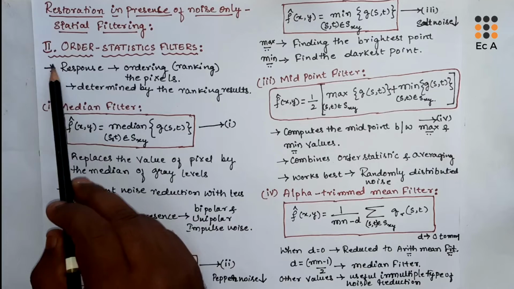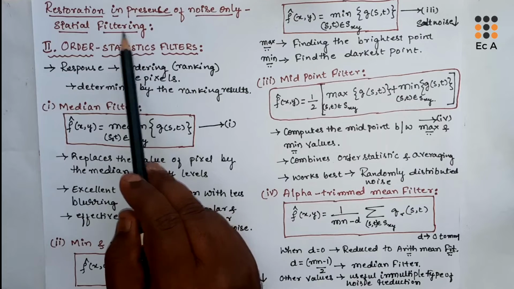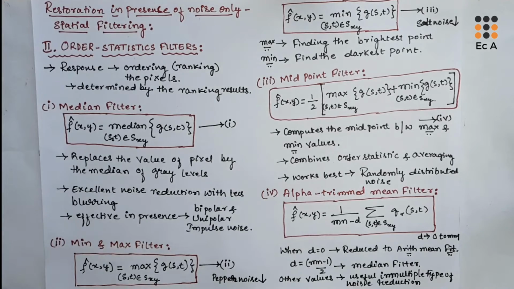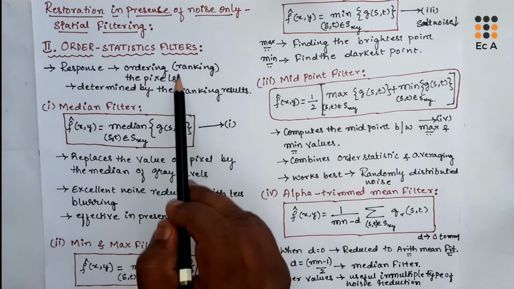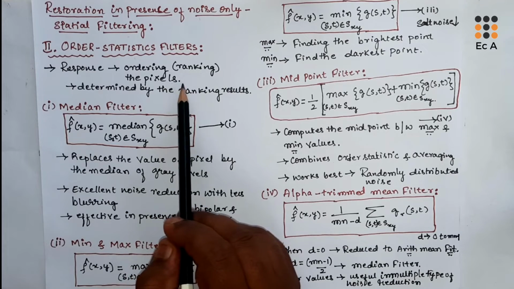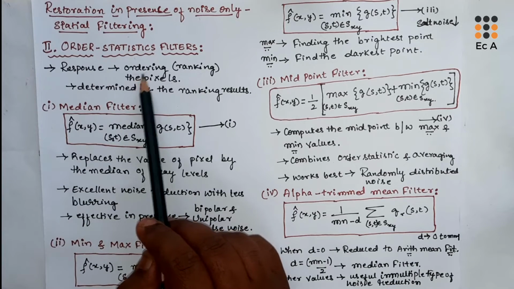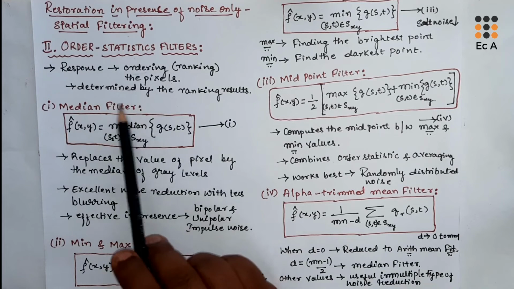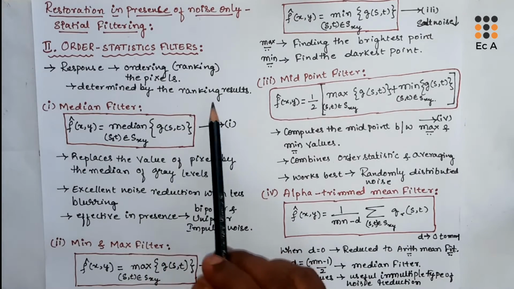In this lecture, let us see the second type of filter, which is the order statistic filter in spatial filtering for restoration of an image in the presence of only noise. The response of the order statistic filter is based on ordering or ranking of the pixels. This ordering and ranking of the pixels we have seen in our previous videos. The response of the filter at any point is determined by the ranking result.